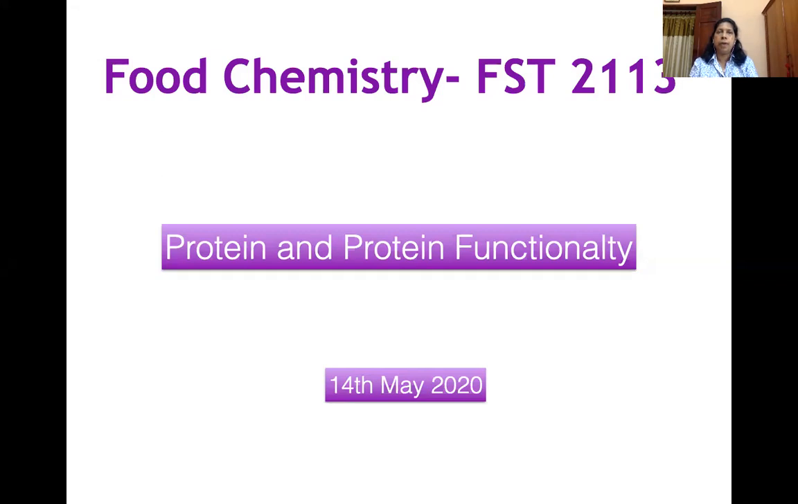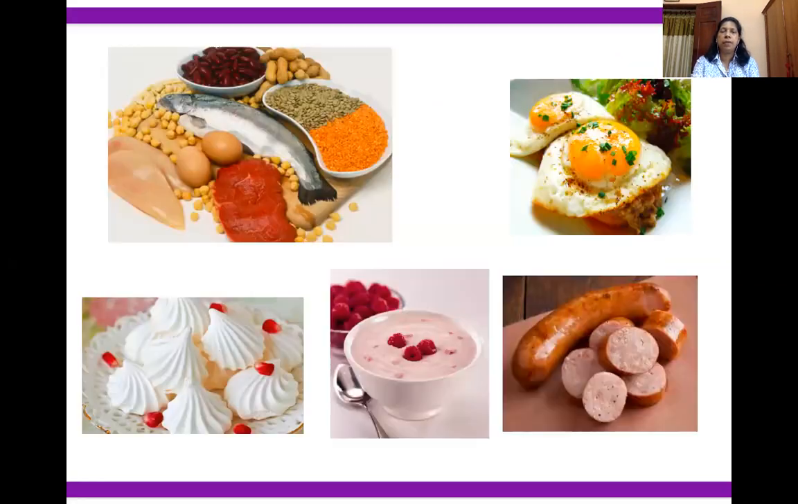Then the protein and protein functionality. Now, under the principles of food science, you have learned about the protein, and you learned about some functions of the proteins. But because of this functionality or behavior of the protein, you will end up with different types of food products.